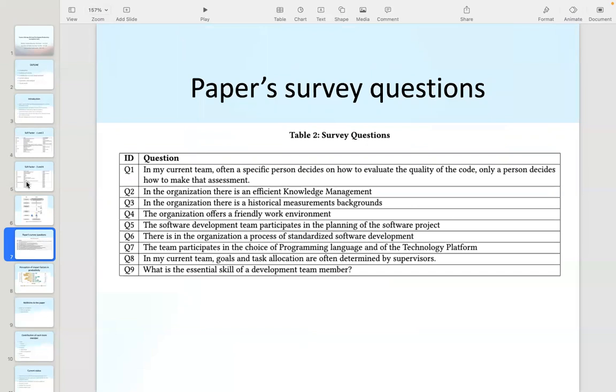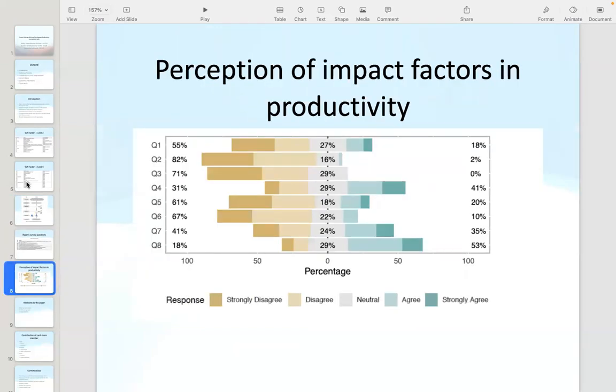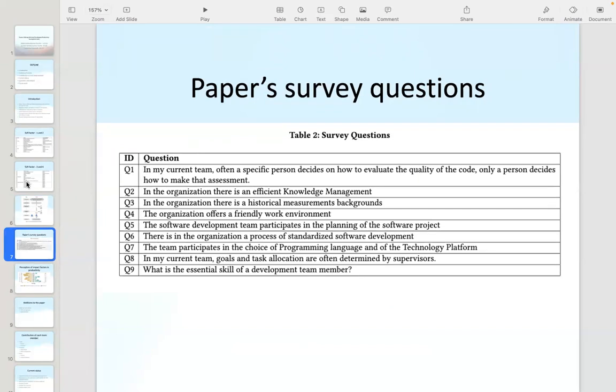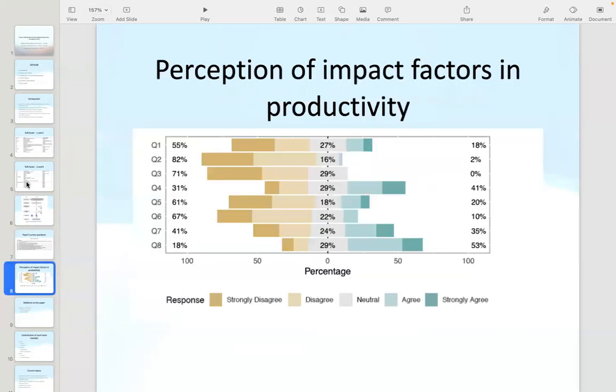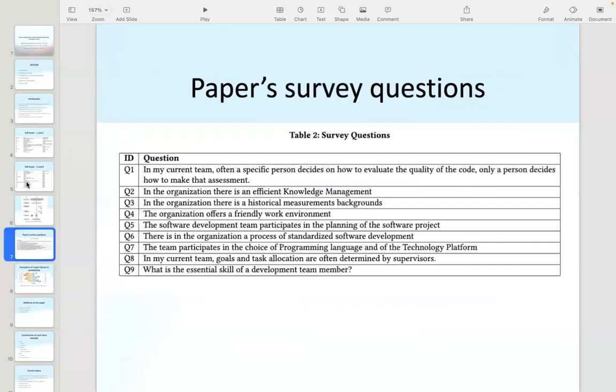This is the paper's survey questions. The paper has been using these questions with 42 respondents. They asked various people, and they got the responses. And on the basis of the responses, this is the perception of the questions that they asked. So we have reused most of the questions that are in the original survey. And on top of that, we have added a lot of questions, because the original survey only has 9 questions, and those were not enough. So we added a lot more questions to the original survey.